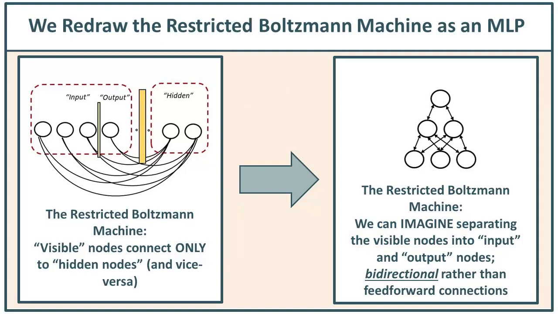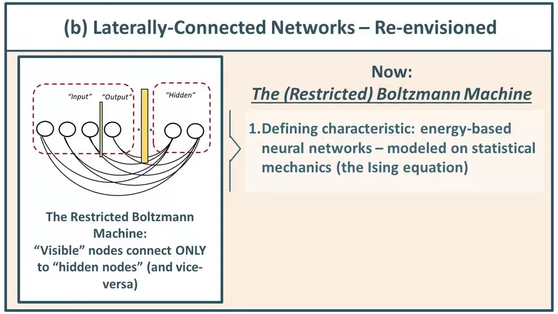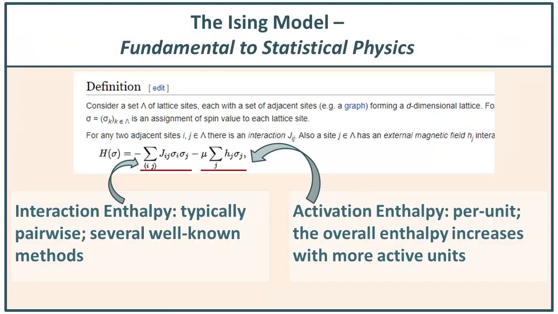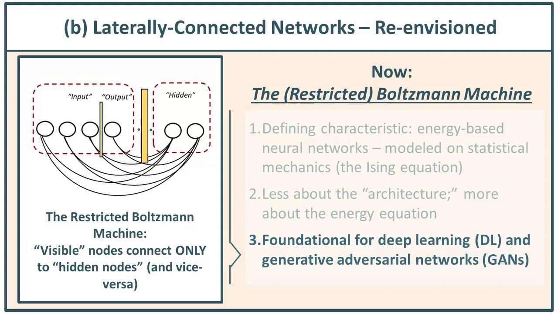Let's do a quick recap about what we know about the restricted Boltzmann machine, and to make it easy, let's start calling that an RBM. The defining characteristic, as with the regular Boltzmann machine and with the Hopfield, is still the statistical mechanics Ising equation, and this equation is minimized to achieve the connection weights between the nodes. Now that we've spent some time with this, we realize it's less about the architecture, in other words, the numbers of layers, and more about the energy equation. The RBM is foundational for deep learning and for generative adversarial networks, or GANs.